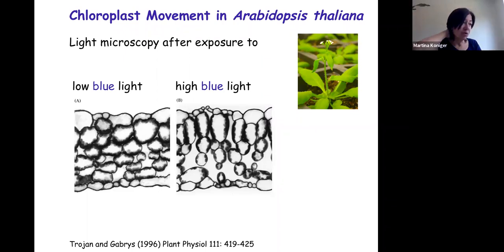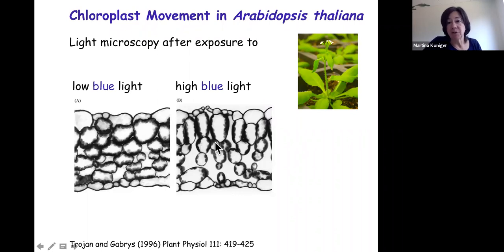So by moving, the plant can influence how much light it is getting, right? If it's in this position here, the chloroplasts are spreading out, they can absorb a lot of light. And if they absorb a lot of light, then they can do a lot of photosynthesis. They make a lot of sugars, they can grow and do all of that, right?